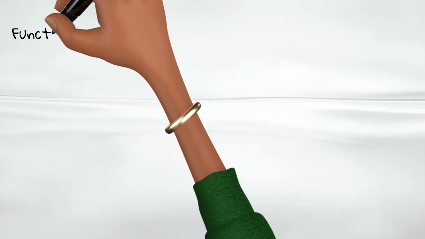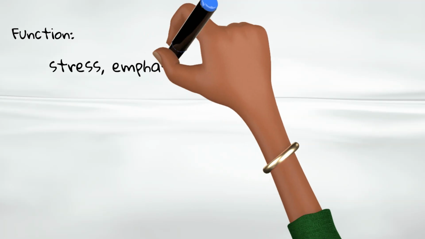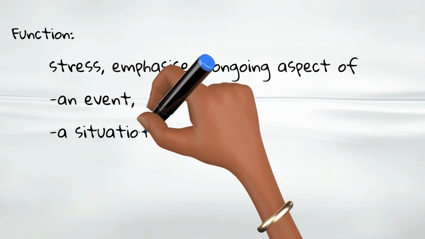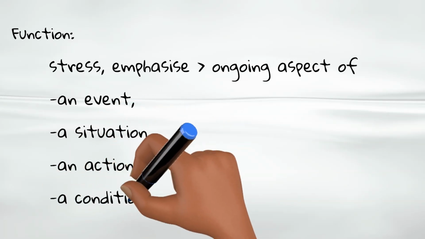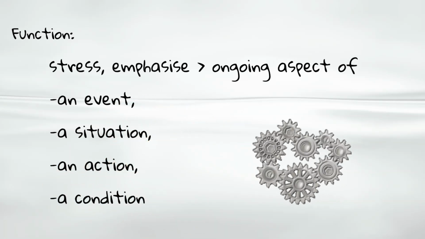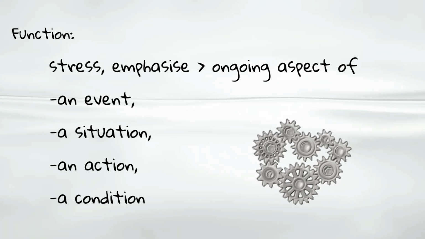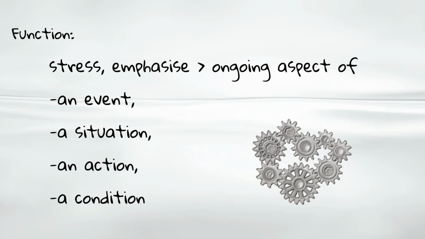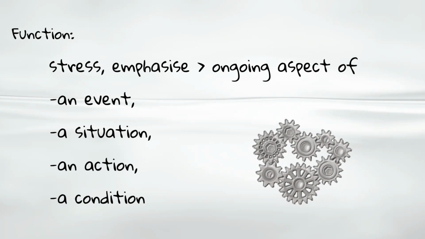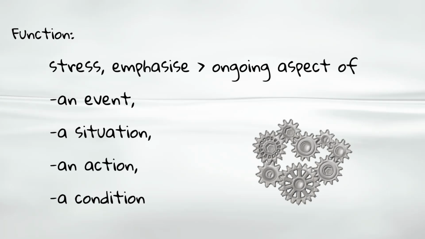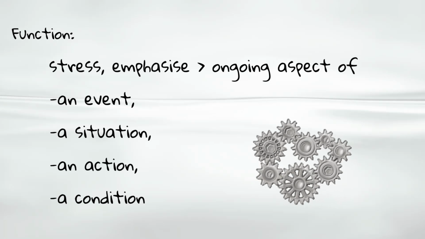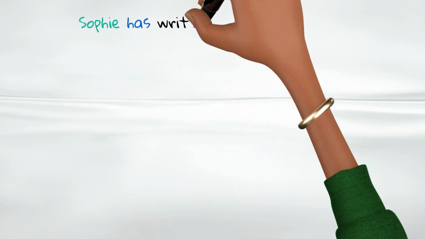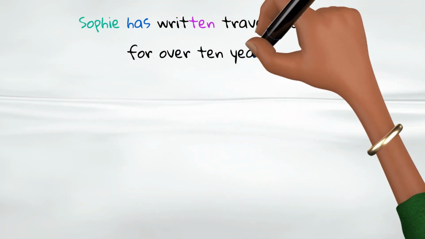Now that we've seen the present perfect continuous in the timeline, let's have a look at the function. Most of the time, what you can say in the present perfect continuous can be said in the present perfect simple, because it's only there to stress, emphasize the ongoing aspect of an event, a situation, an action, or a condition. It's to stress the ongoing aspect, and this is what you need to remember. Let's compare the present perfect simple and the present perfect continuous.